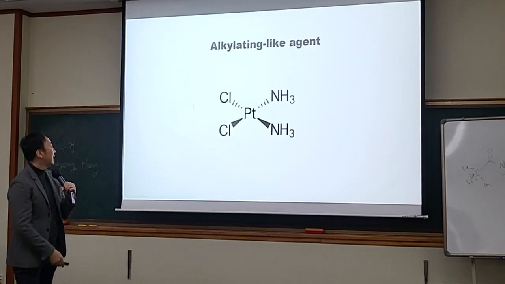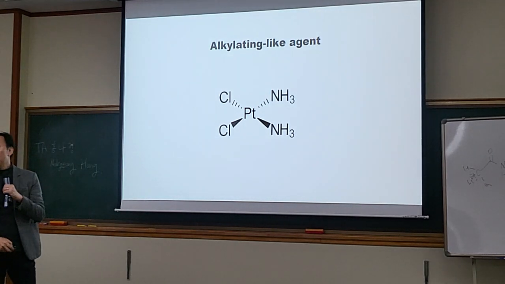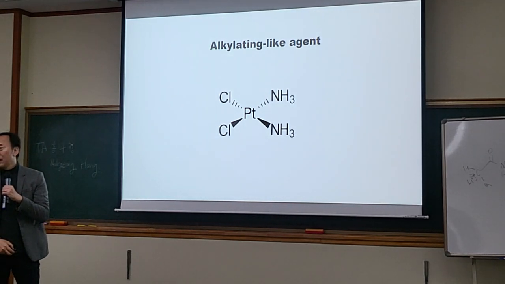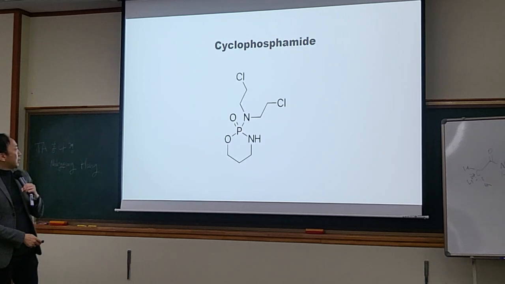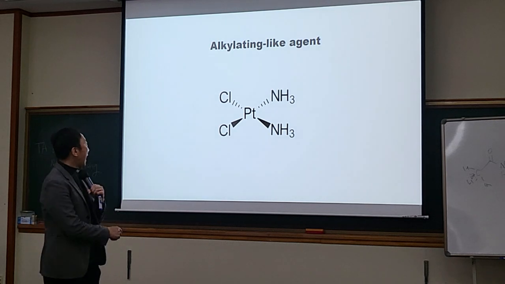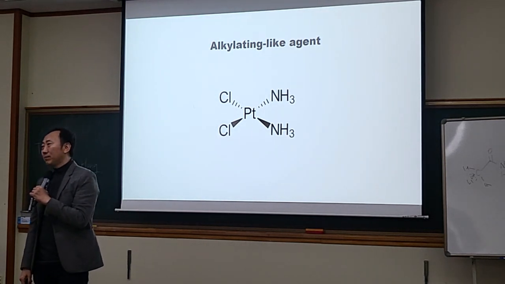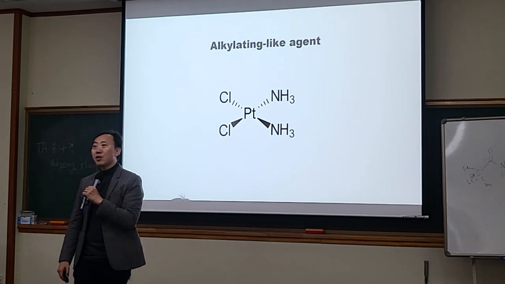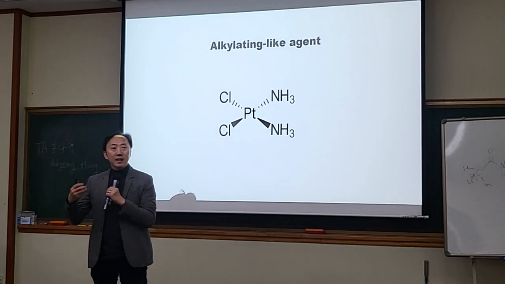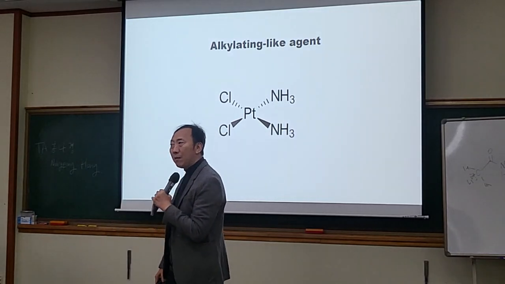This is an alkylating-like reagent. Why "like"? This is not alkyl. To be alkyl, this should be carbon, but platinum is a metal. So again, comparing this to this, both of them are electrophiles. But this is not alkyl, that's why it's an alkylating-like agent. The word is like that, but the function is almost similar. It's labeling DNA with extra material. DNA modified, DNA damage.